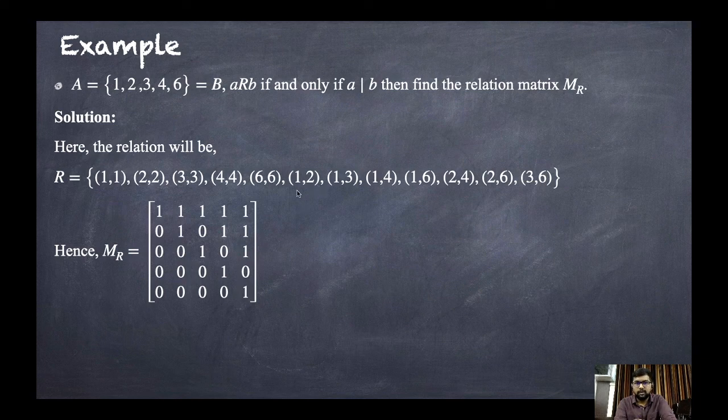Now 1 is related to each and every one: (1,2), (1,3), (1,4), (1,6). For 1, the rest are 2, 3, 4, 6, so this whole first row will be 1. Up to this we have done the entries. Now (2,4): second row and fourth column, so this entry will be 1. Now (2,6): this entry will be 1. And last (3,6): third row and this last column. The rest of the entries are 0. Okay.